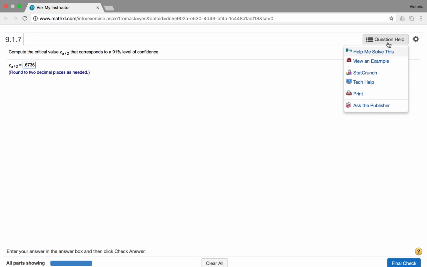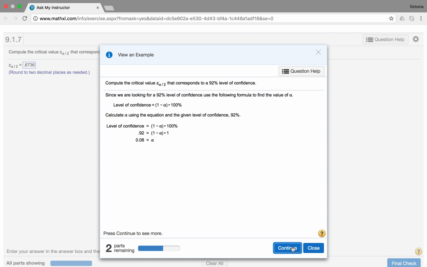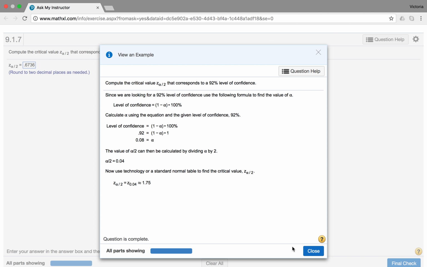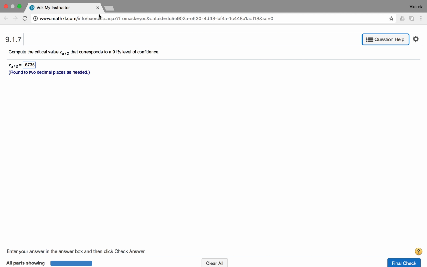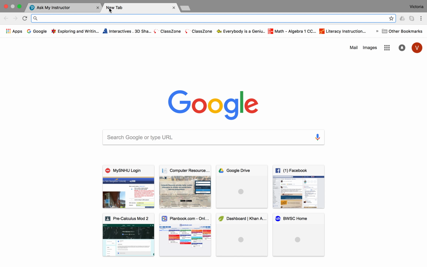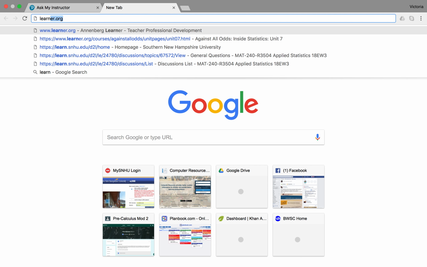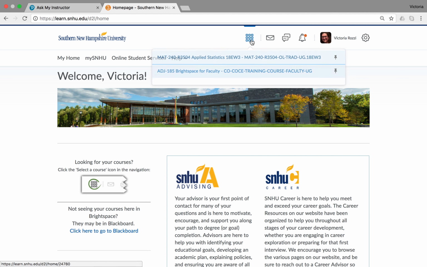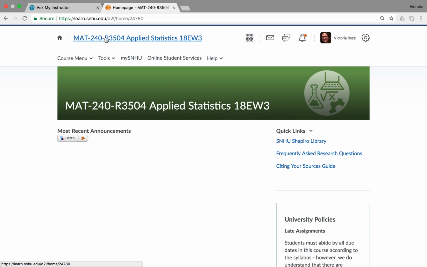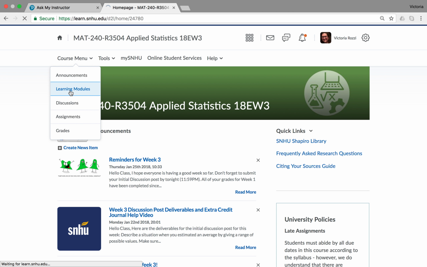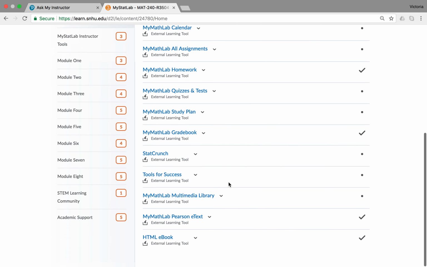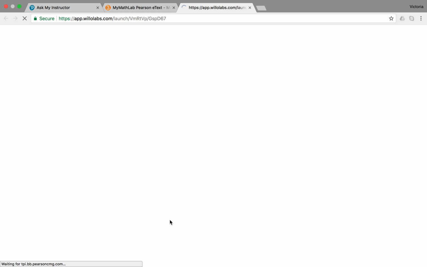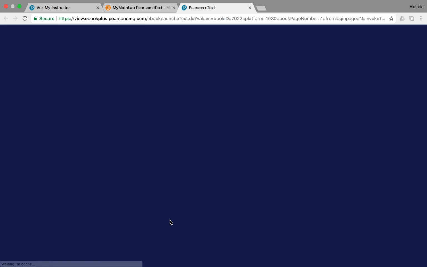First of all, to get a picture to show you what a critical value is, I'm going to go to question help here, and under view an example, they might have a picture for me. Let me check. They may or may not. And they don't, so let me go to my text. Sometimes it helps to have a picture as we're talking about this. Let me grab my text and bring up the Pearson e-text. Sometimes some of these questions have a link to the text, and this one just didn't, unfortunately.